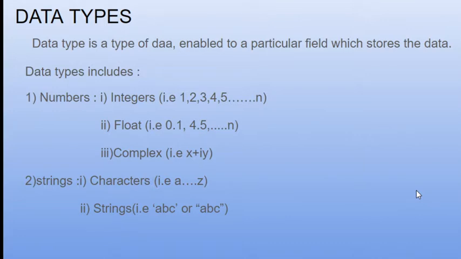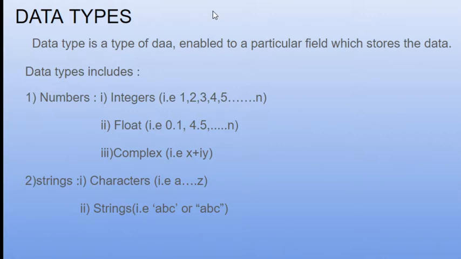So firstly, we have data types. Now what does the data type mean over here? I have written a definition saying that a data type is a type of data enabled to a particular field. Now, you might have a question like, what is exactly this? This is something like a language to a computer so that the computer understands what a user wants.